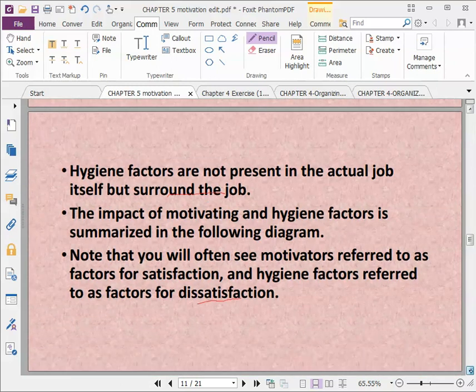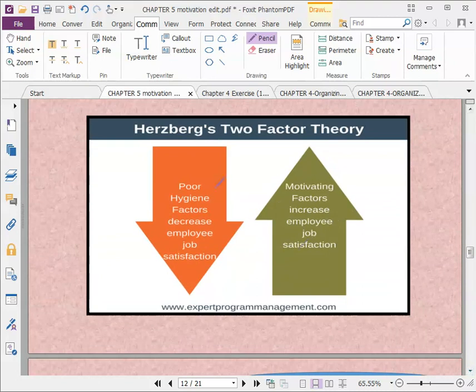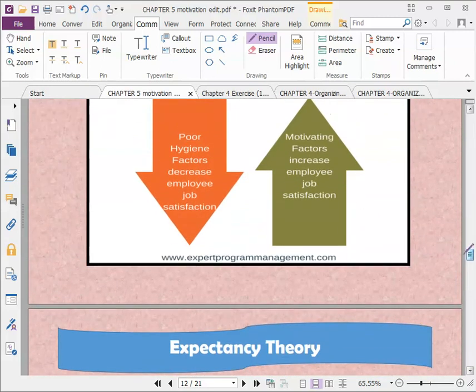Kejap. Tengok kat bawah ni. Okay. Poor hygiene factor decrease employee job satisfaction. Okay. And then motivating factors increase employee job satisfaction. Hygiene factors maksudnya environment yang menyebabkan dia tidak bermotivasi untuk bekerja. Okay. Contohnya apa? Contoh dia ada employees yang nak membuli kita kan.